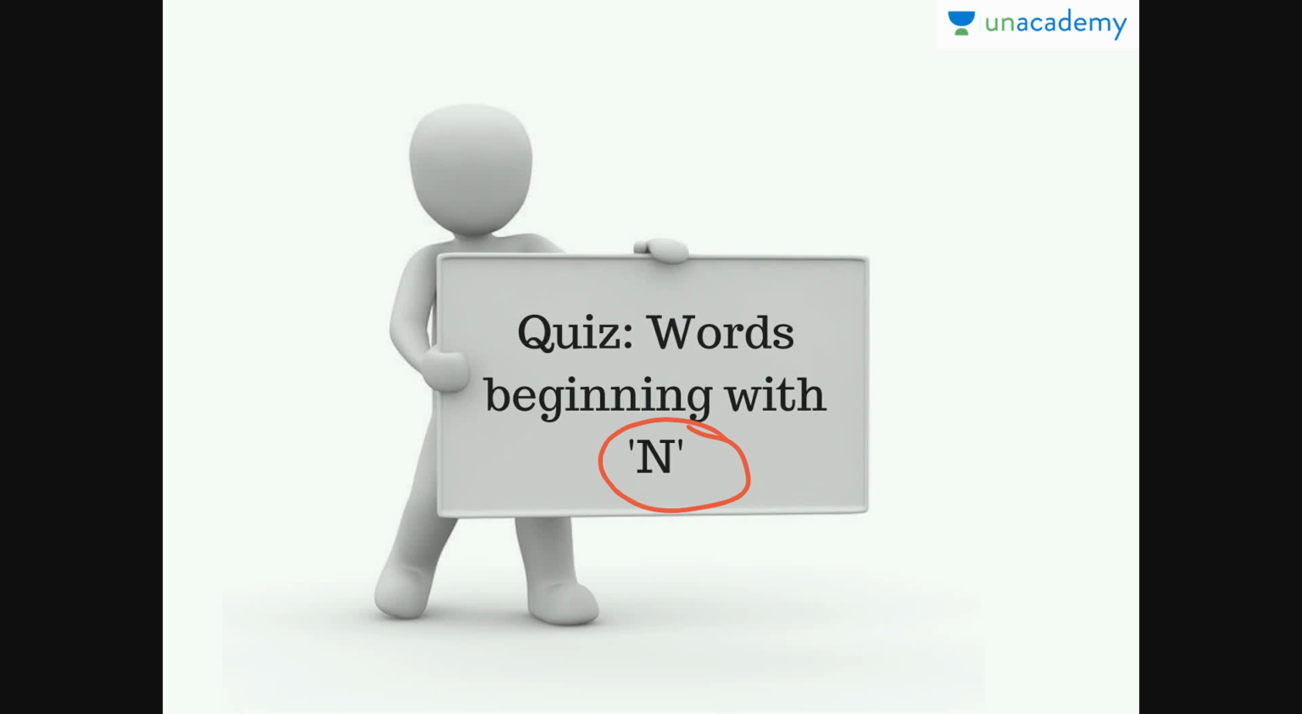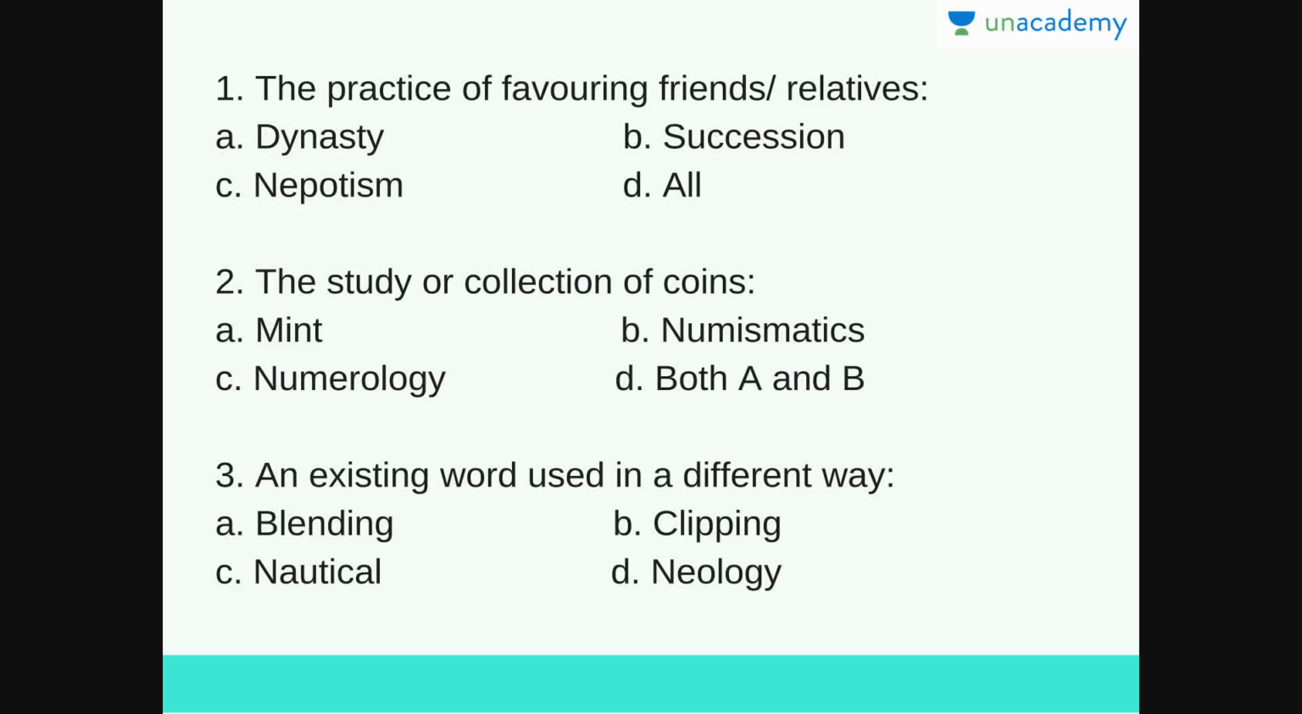Let's look at the first question, which is the practice of favoring friends or relatives. Options are dynasty, succession, nepotism or all. The answer for this question is C, nepotism, the practice of favoring friends or relatives, especially by giving them jobs or other benefits. Dynasty is a line of hereditary rulers of a country or of a place. And succession is the action or process of inheriting an office or title or property. So the answer for this question is C, nepotism.